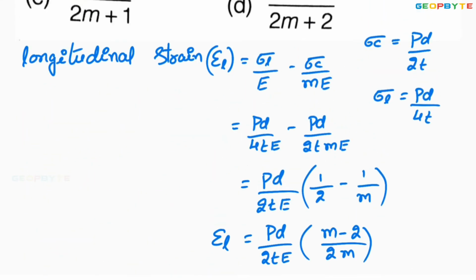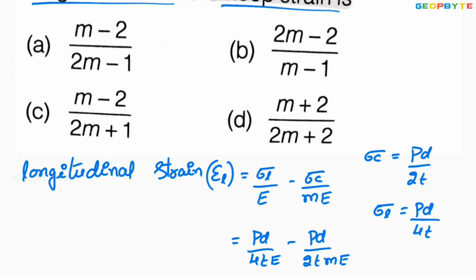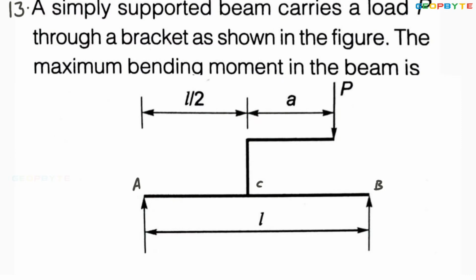Let us go for the options. Look at option A, m minus 2 by 2m minus 1. Therefore option A is absolutely correct. I hope you got my point. Let us take one more problem. Look at the problem.